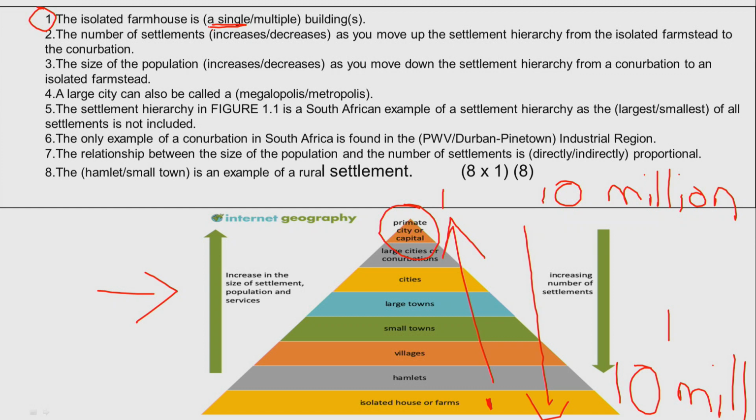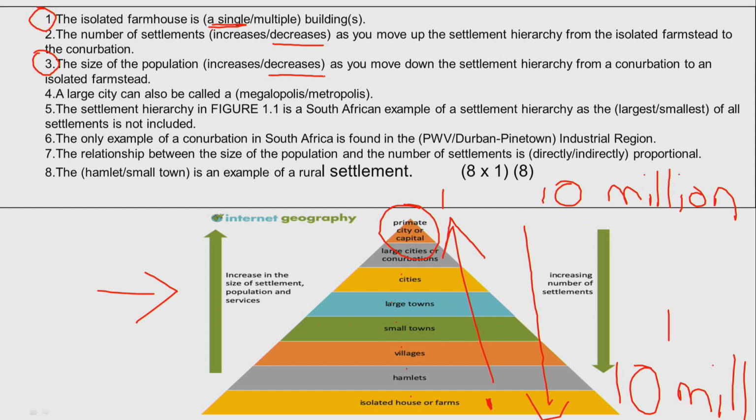Let's have a look at our triangle at the bottom. The number of settlements decreases. Here's the tricky one. Have a look. Bottom one in yellow, 10 million, 3 million, 2 million, 1 million, 500,000, and so we go on as you go up, and it decreases. But as you move down the settlement, question number 3, the number of people in those settlements decrease. That's the tricky one.